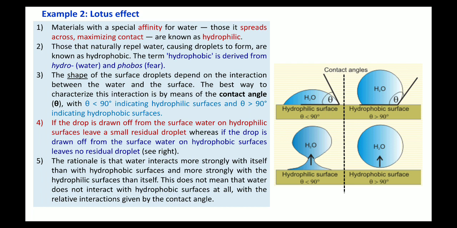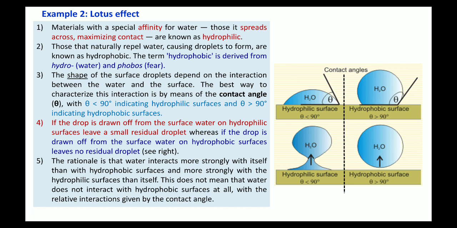So materials with a special affinity for water spread across, maximizing contact. There are materials whose surface has a higher affinity for water, and because of this higher affinity the water spreads more, and its contact with the surface is increased. This is called a hydrophilic surface. So basically, the surface which loves water is called a hydrophilic surface.